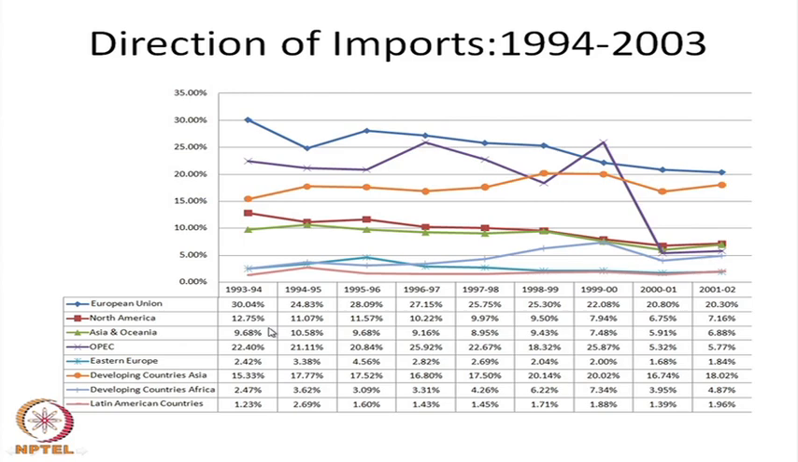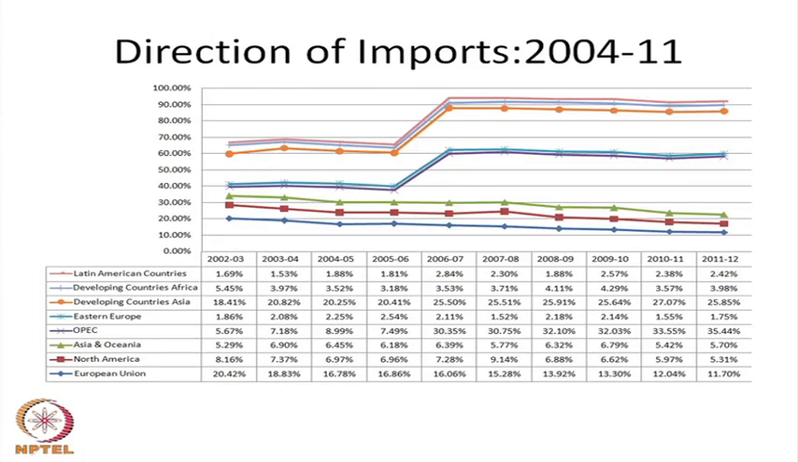In the last 10 years, that is 2004 to 2011, 7-8 years of data is given to you. If you see, the OPEC countries' exports have increased significantly. It was declining till 2005-6. After that, it has increased from 2006-7 onwards.